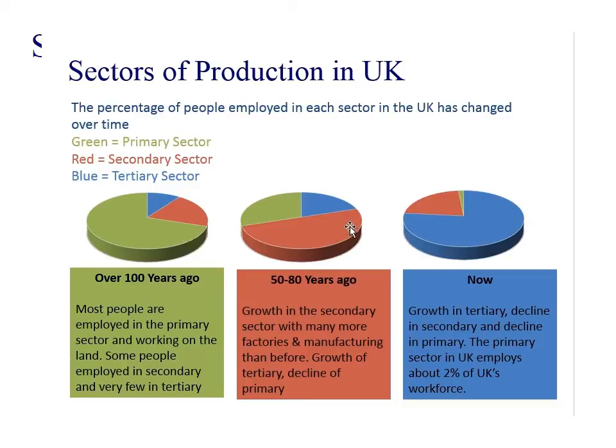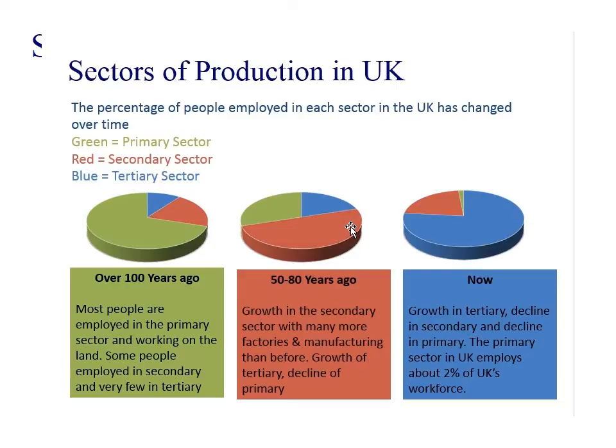Whereas kind of 50 to 80 years ago, we had industrialization. During the kind of Victorian era, we started getting industrialization, people working in factories. So we have this growth in the secondary sector, more people entering the secondary sector for jobs. We have a decline in the primary sector, and we have growth in the tertiary as well.